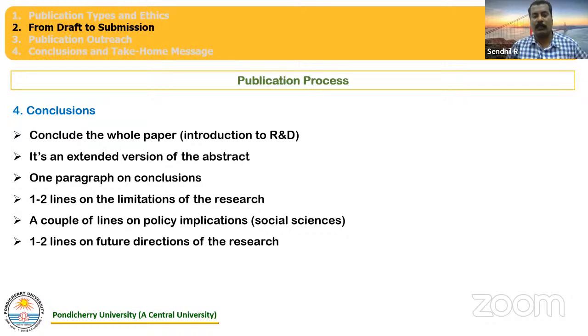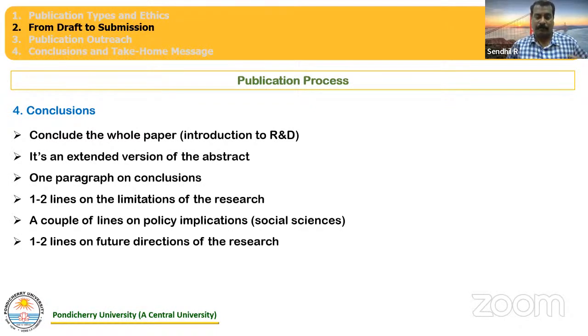Then in 1 or 2 lines you can write the limitations of the research, because every research has its own limitations. For example, in social sciences, usually the research is done based on a sample survey. So whatever sample you have taken, it should be representative. And sometimes research done on a particular state may not be applicable to the rest of the regions. There might be some limitation because it should suit the other climatic conditions. So that kind of limitations you have to report or highlight. Then if it is a social science paper, obviously the journal expects some policy implications. So what kind of policies we are going to do.